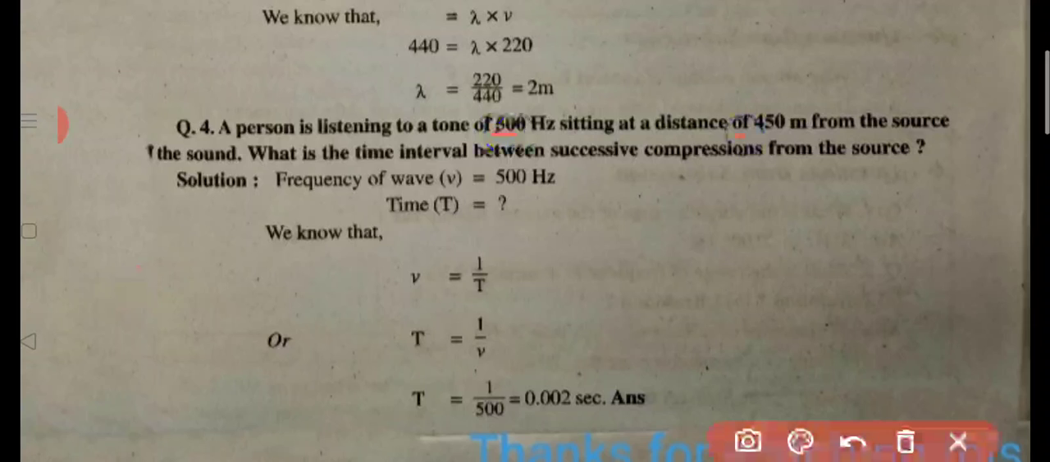Next, a person is listening to a tone of 500 hertz sitting at a distance of 450 meter from the source of sound. What is the time interval between successive compressions from the source? We have frequency 500 hertz and we have to calculate the time period.